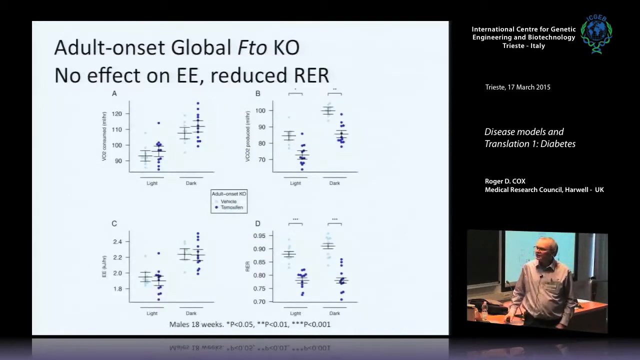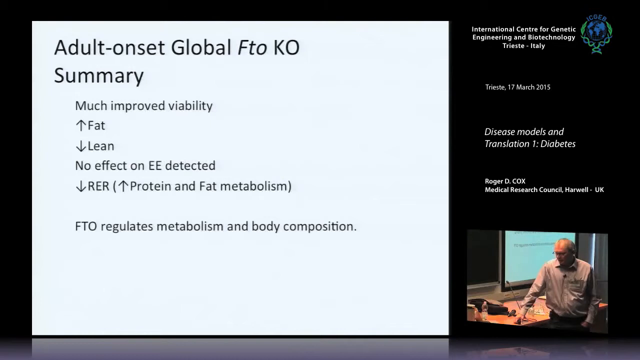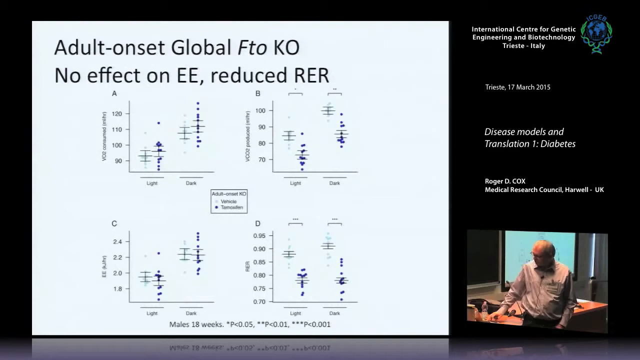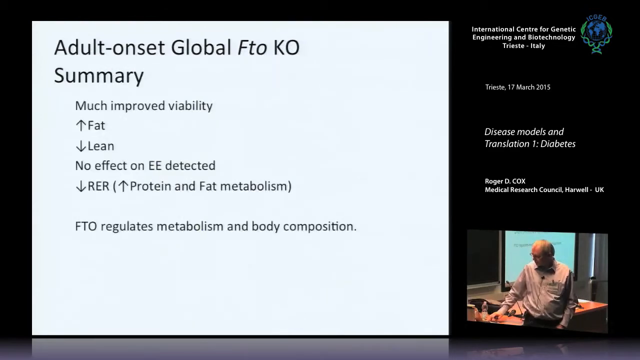So we saw no effect on energy expenditure in indirect calorimetry, although again we saw reduced RER, which indicates more fat metabolism. So we got much improved viability in these adult knockouts, increased fat, decreased lean, no effect on energy expenditure, increased protein and fat metabolism. So FTO clearly regulates metabolism and body composition, but it's a more complex relationship than perhaps we initially thought.